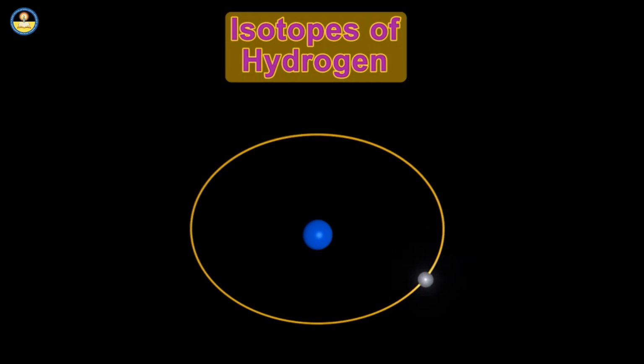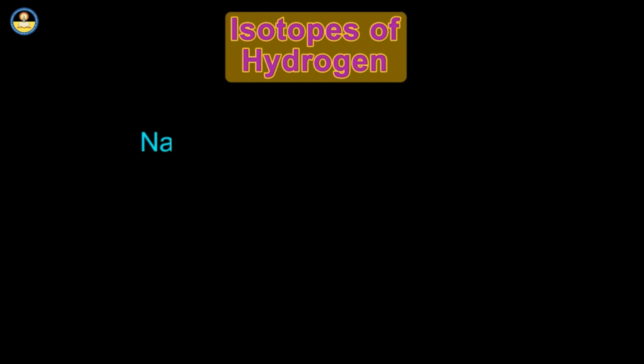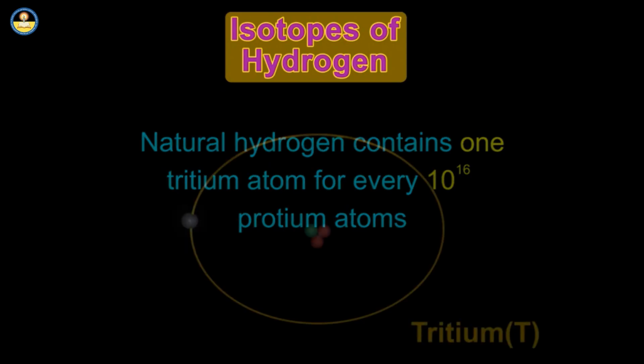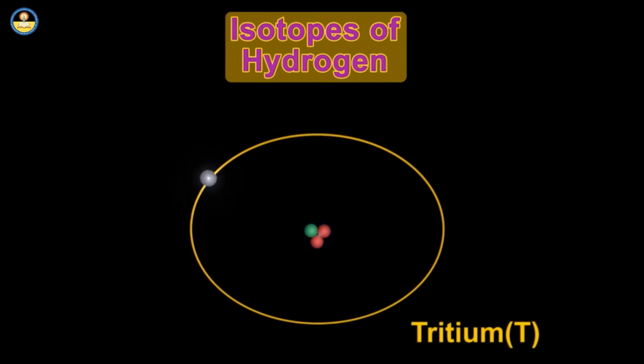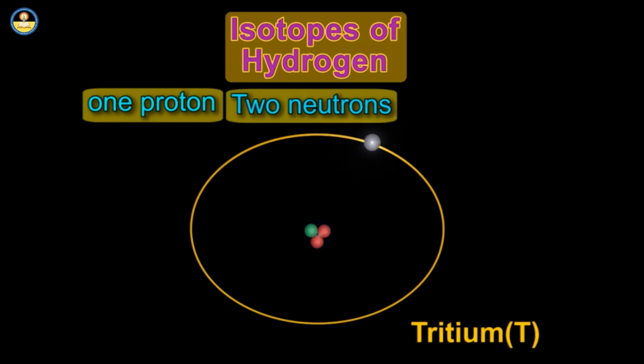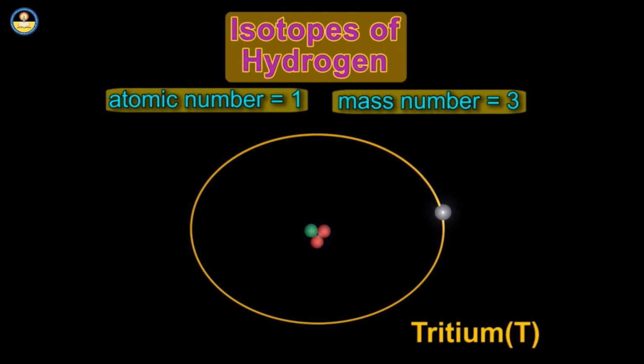Hydrogen-3 isotope of hydrogen is referred to as tritium and is designated by symbol T. Natural hydrogen contains 1 tritium atom for every 10 to the power 16 protium atoms. The tritium nucleus is the heaviest of all hydrogen isotopes as it is made up of 1 proton and 2 neutrons and has atomic number of 1 and mass number of 3. Tritium is a radioactive isotope and it emits beta particles.